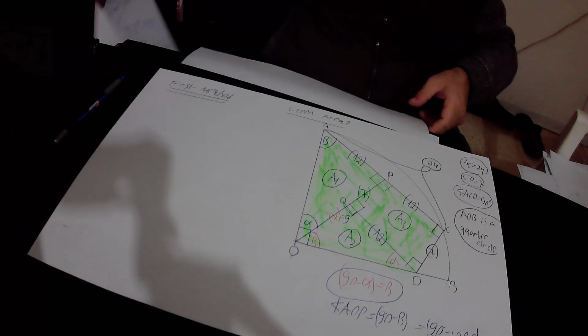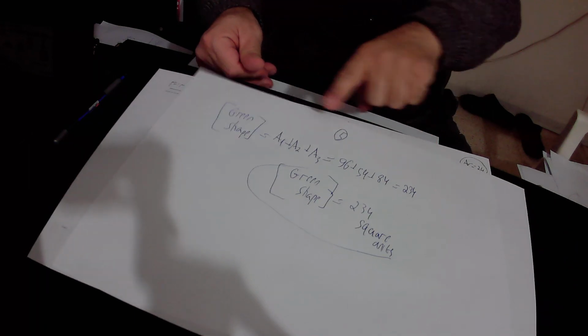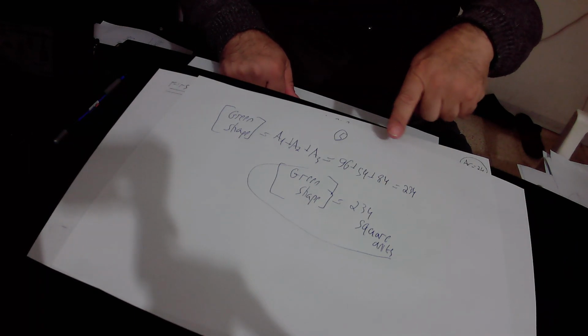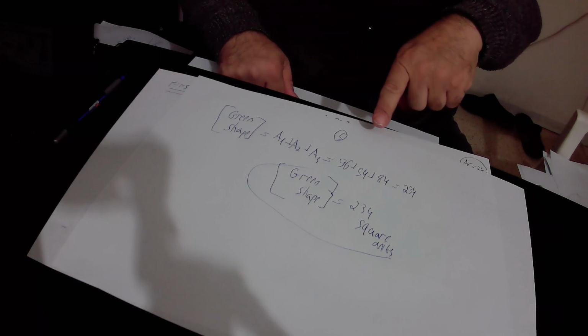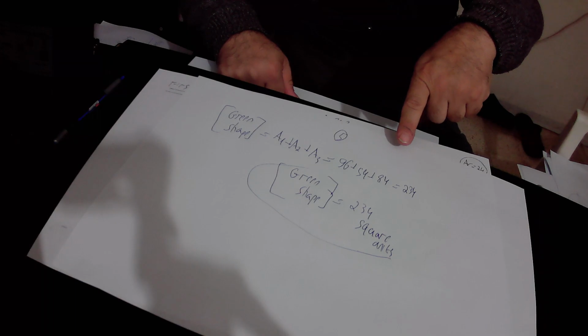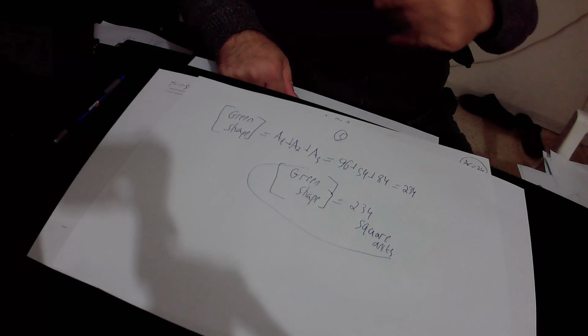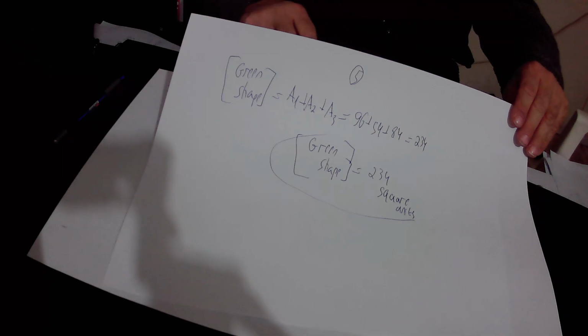The total area of the green shape equals A1 plus A2 plus A3. A1 is 96, A2 is 54, and A3 is 84. 96 plus 54 is 150, and 150 plus 84 equals 234. So in conclusion, the area of the green shape equals 234 square units. We finished with the first method.